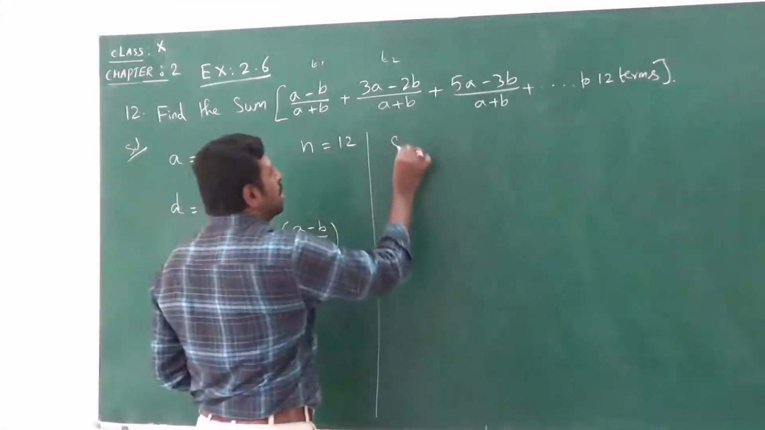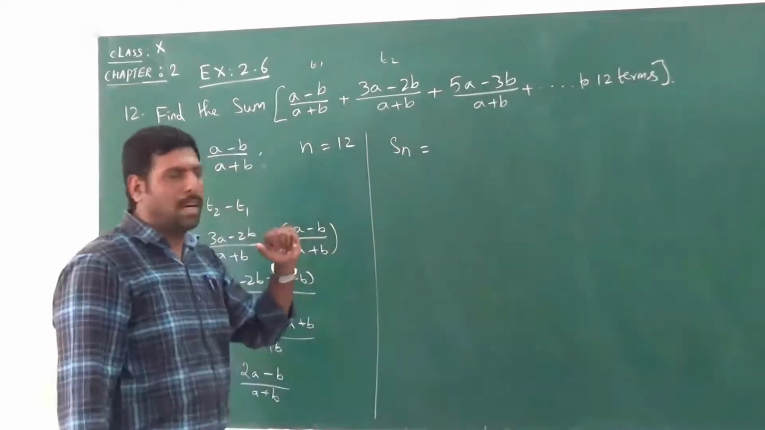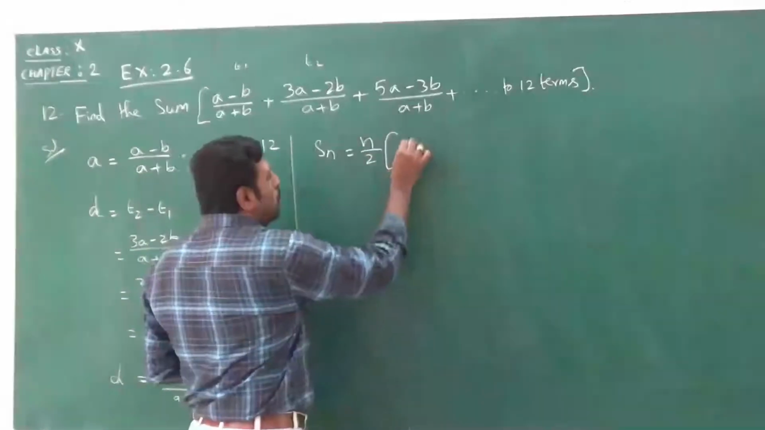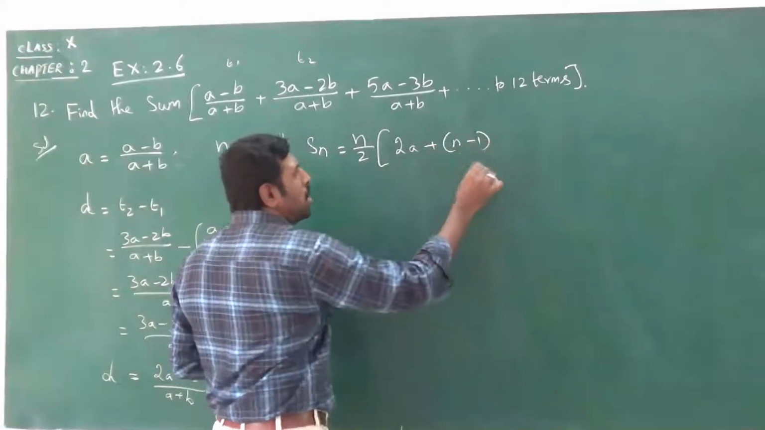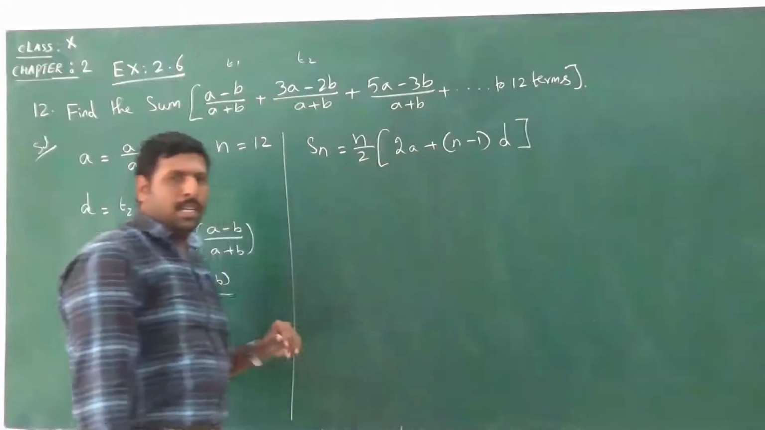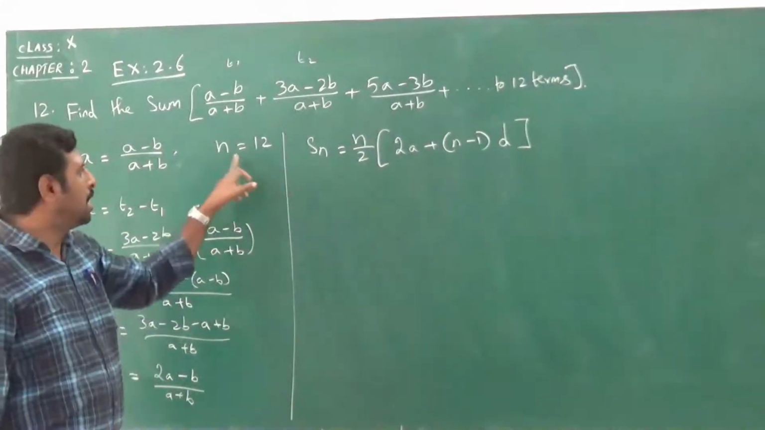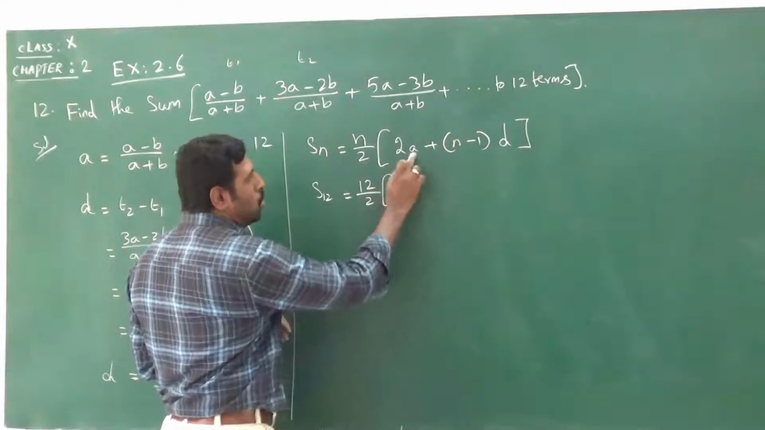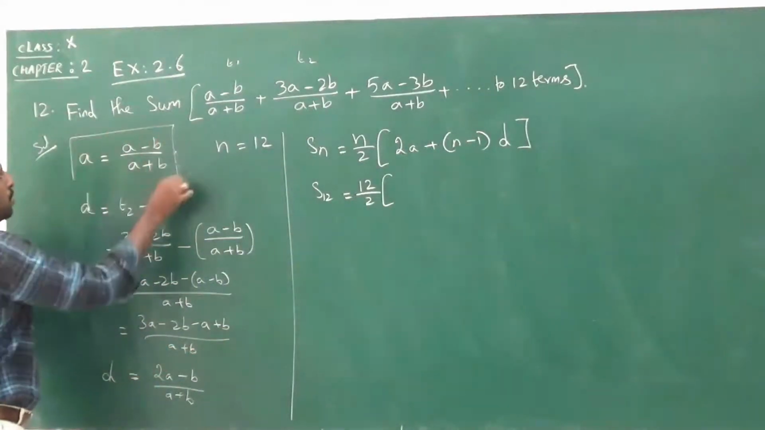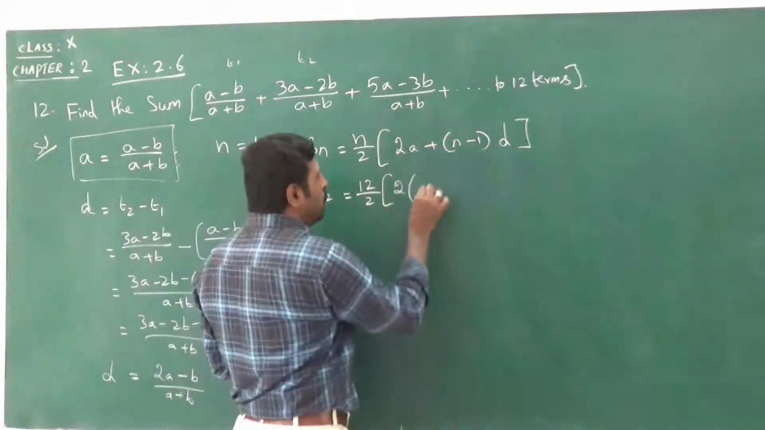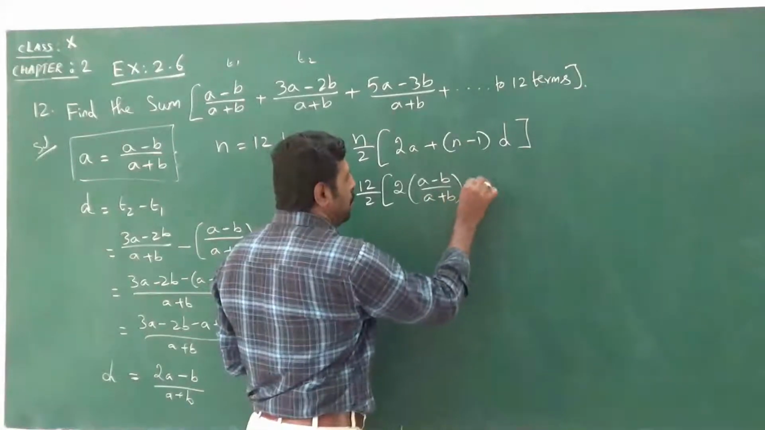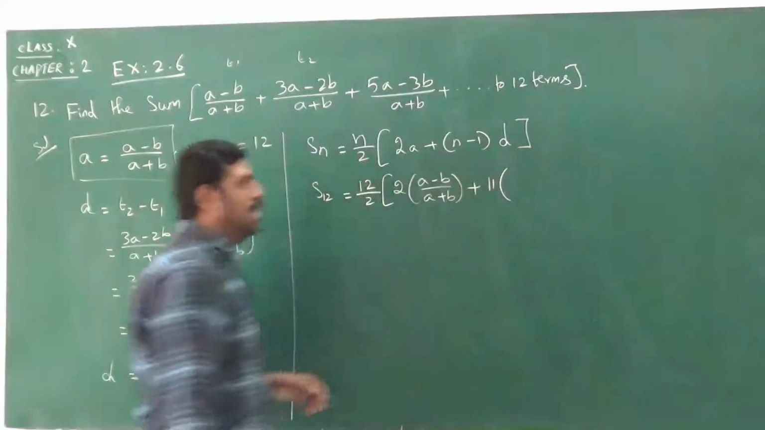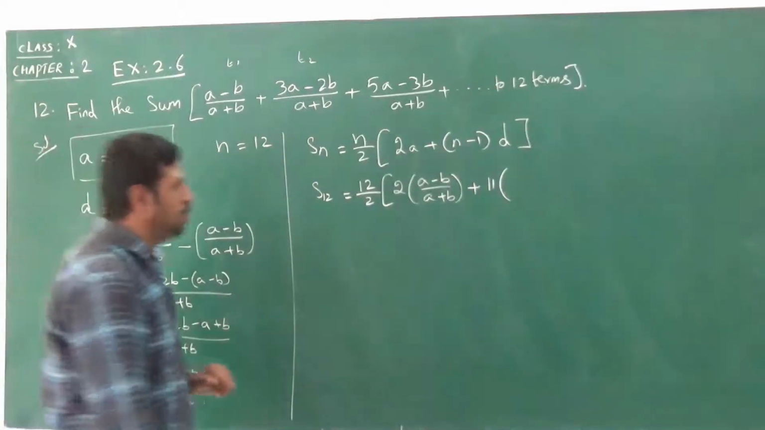Now we want to find the sum of the 12 terms, Sn. First we need the formula. Here we don't know the last term, so we use the formula Sn equals n divided by 2 into (2a plus (n minus 1) into d). We apply the values of a, d and n. Here we want the sum of 12 terms: 12 divided by 2 into (2 into (a minus b) divided by (a plus b), plus 12 minus 1, which is 11, into d, which is (2a minus b) divided by (a plus b)).